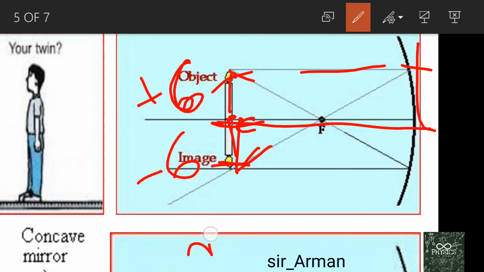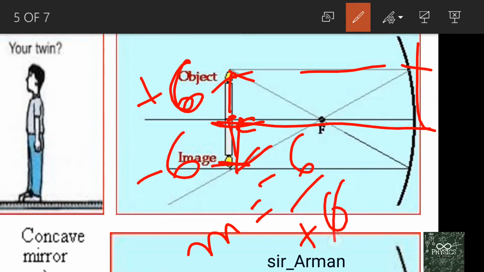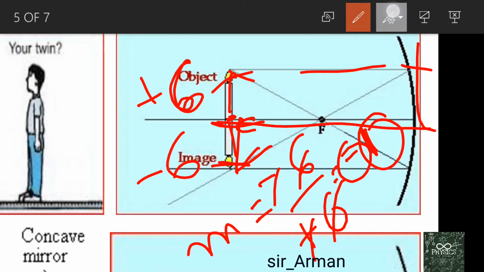So if you want to find the magnification, then height of the image. What is the height of the image? Minus 6. What is the height of the object? Plus 6. So 6 cancels, and minus over plus gives minus. So we get minus 1. The 1 indicates the height of the image and the object is the same. But the minus sign indicates that the image is real and inverted.